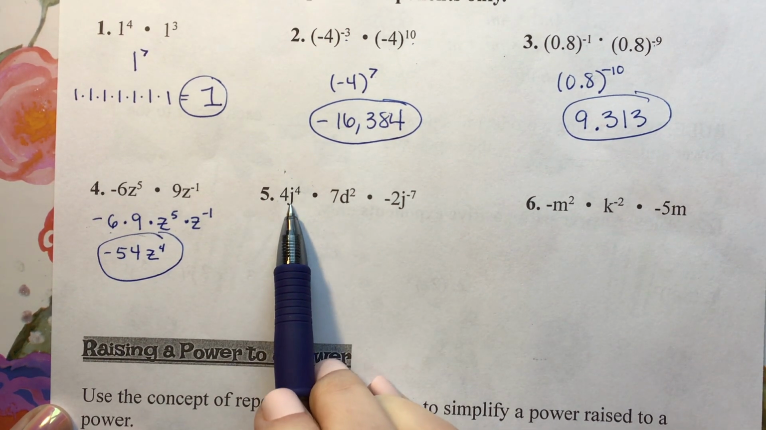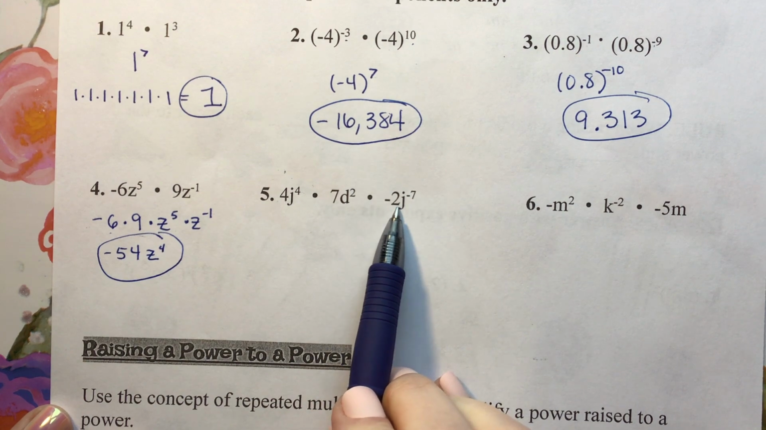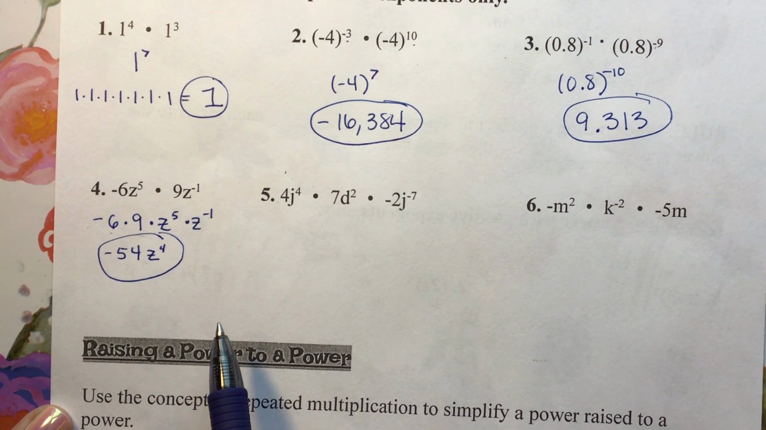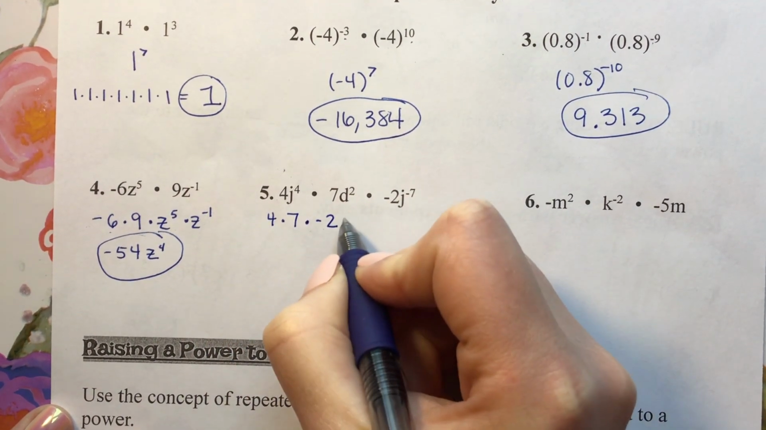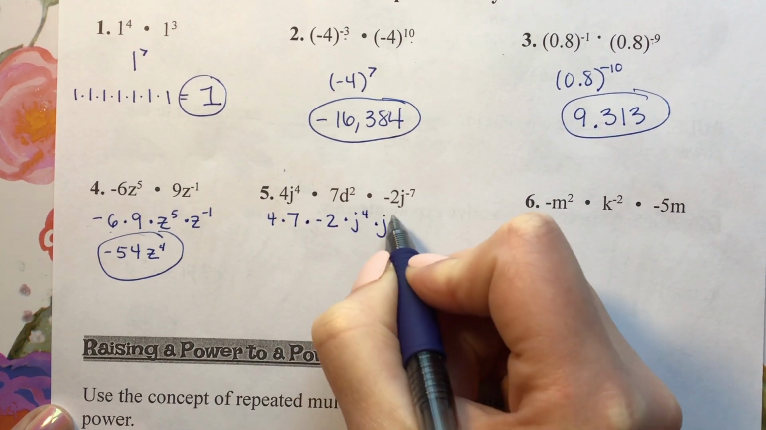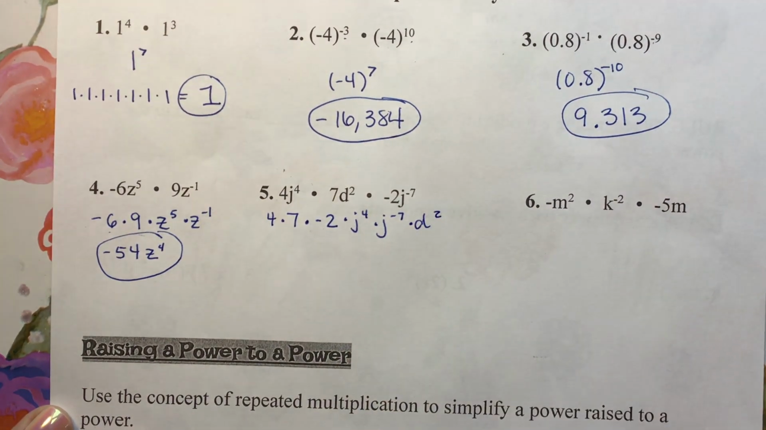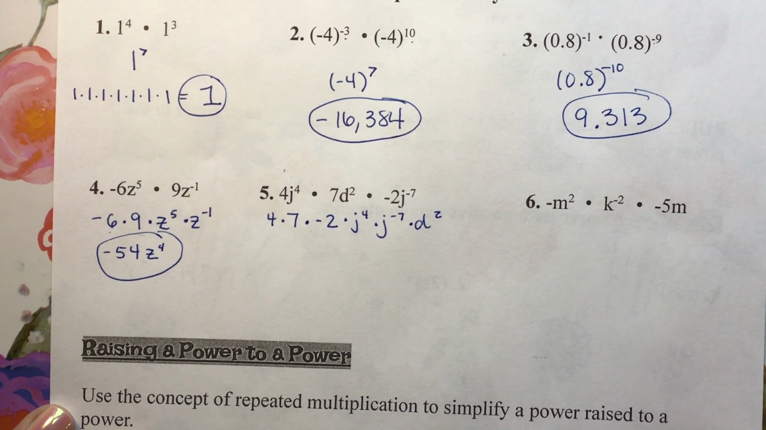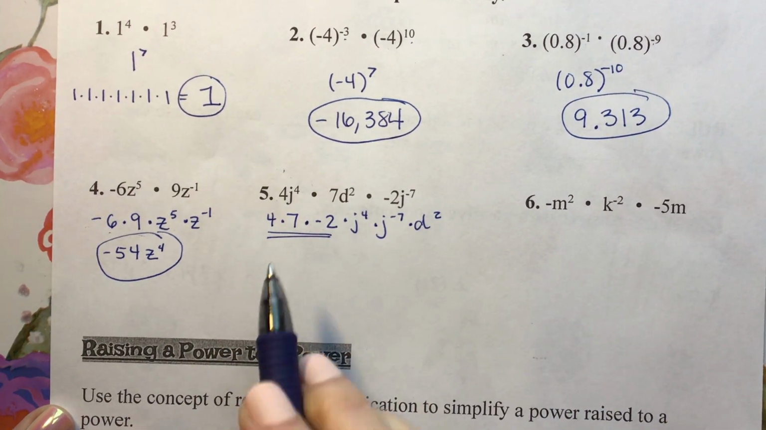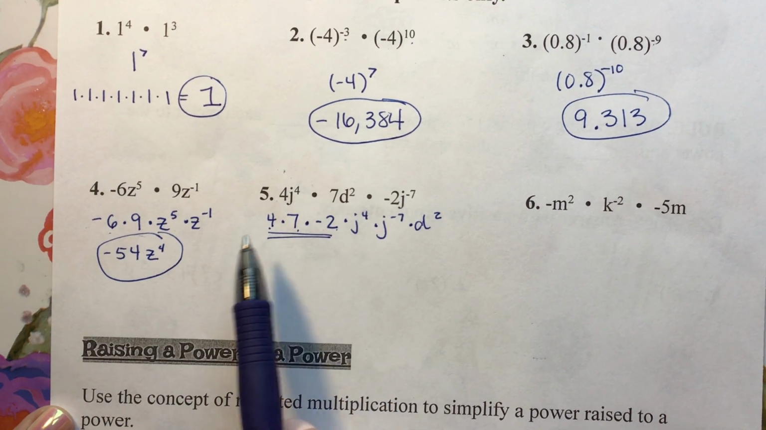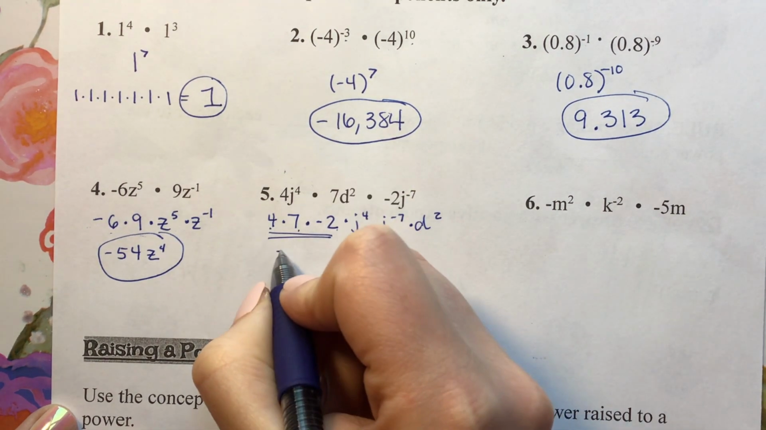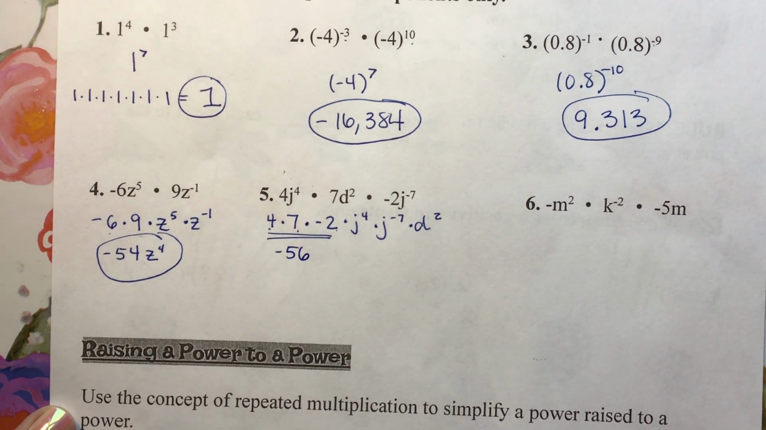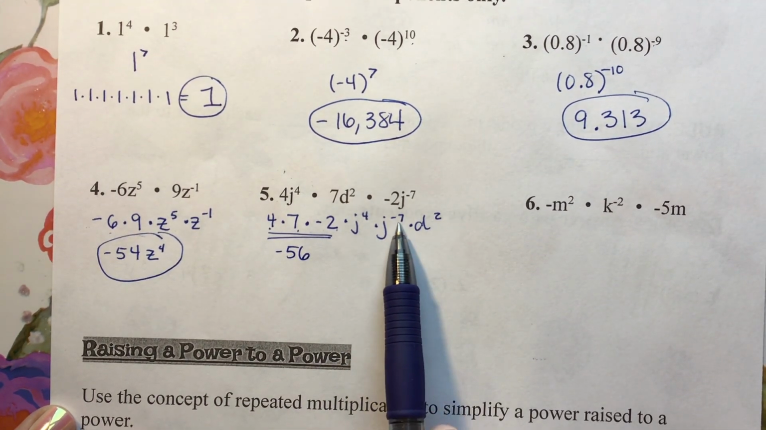Here I have 4j to the 4th times 7d squared times -2j to the -7th. Once again, I can reorganize this if that helps. So I can say 4 times 7 times -2 times j to the 4th times j to the -7th times d squared. And now I can combine things a little bit easier. 4 times 7 is 28. 28 times -2 is going to be -56. Then I have j to the 4th times j to the -7th.